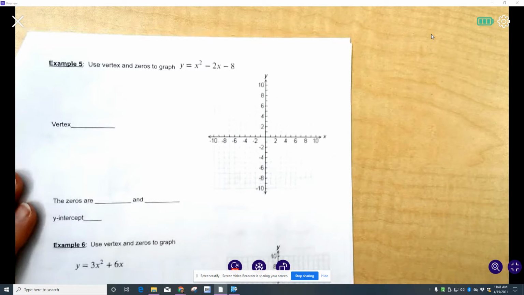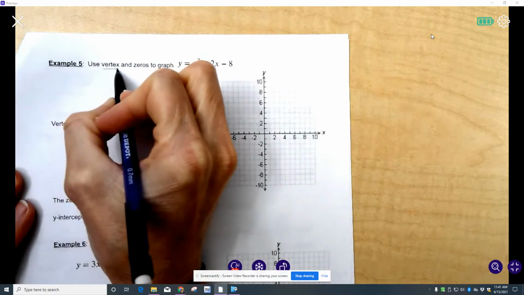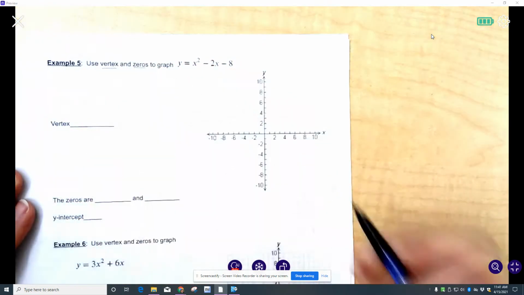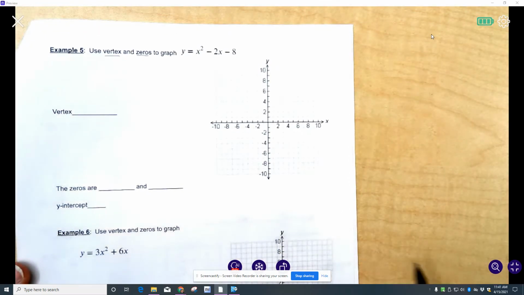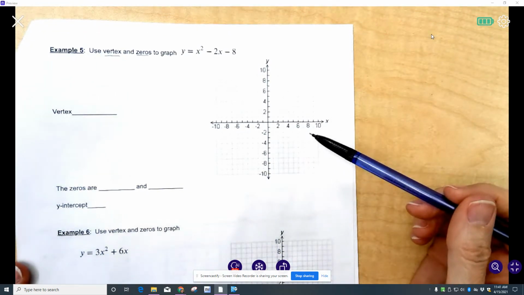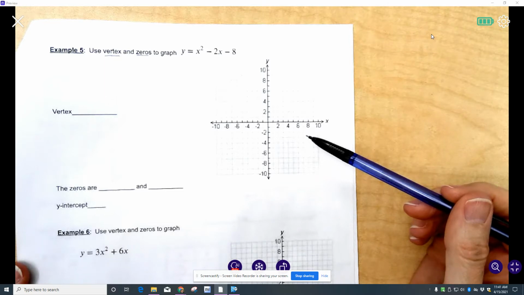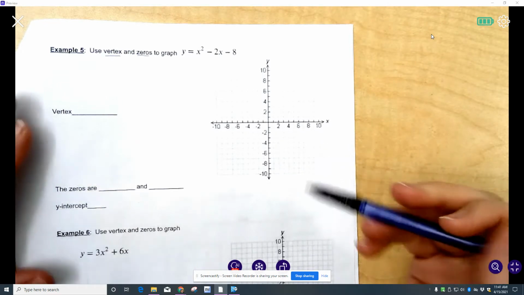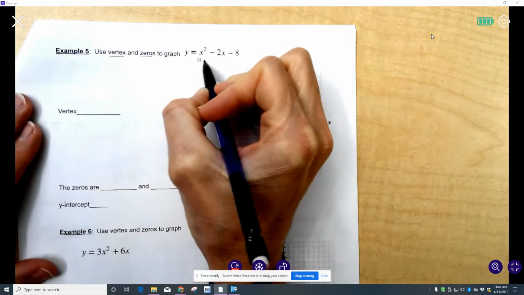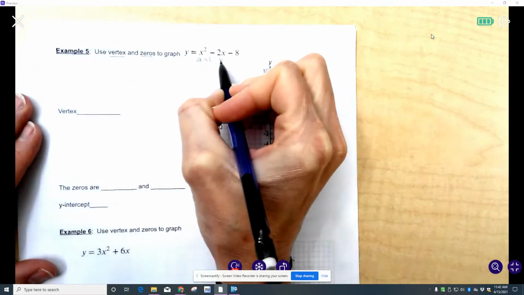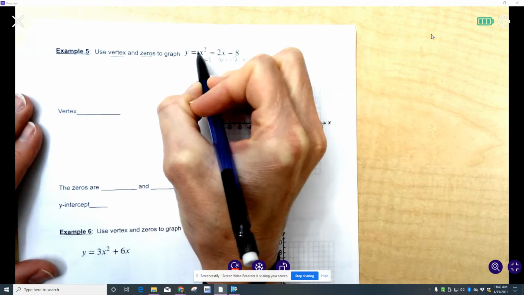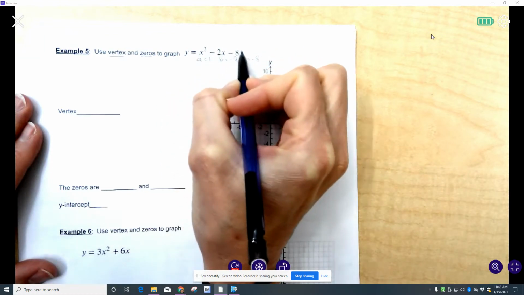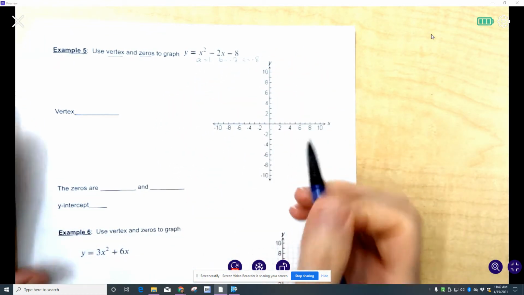You'll notice it says use the vertex and the zeros to graph. Those are both useful points when we're graphing, and this saves you a little work, giving you a pretty good graph without having to do a table of values. Remember, for finding the vertex, our first step is identifying A, B, and C. A is 1, B is -2, C is -8.